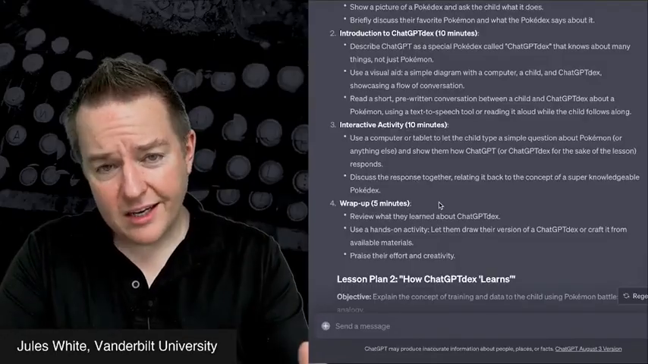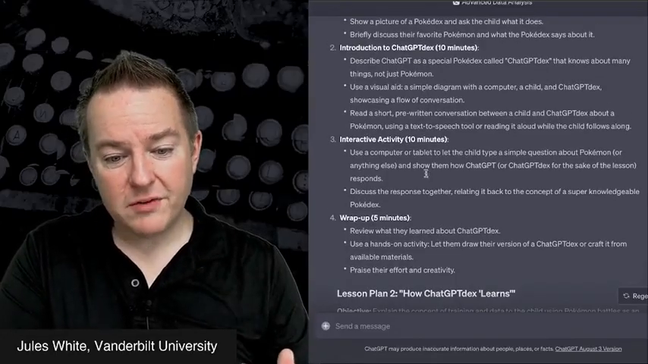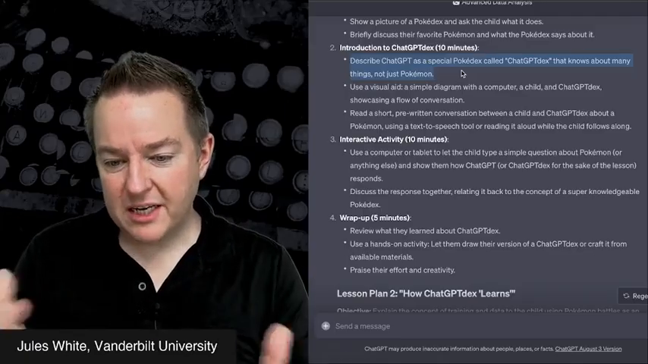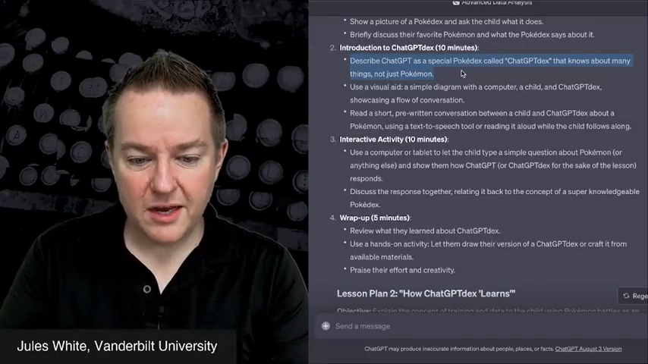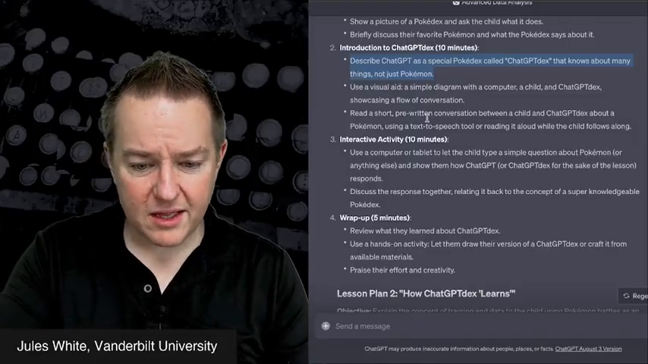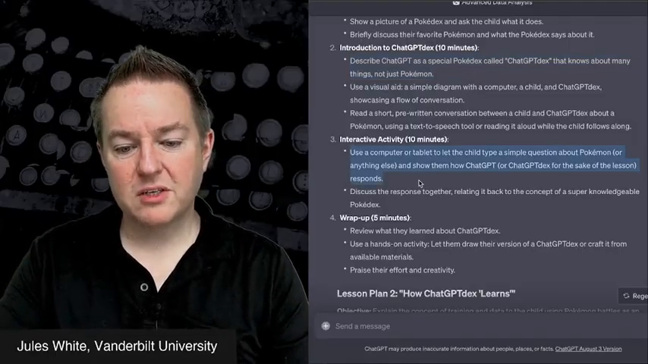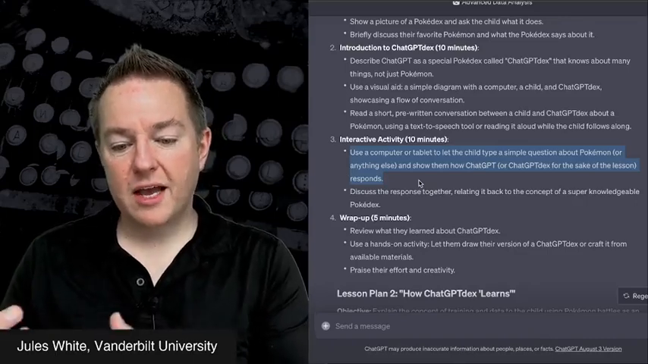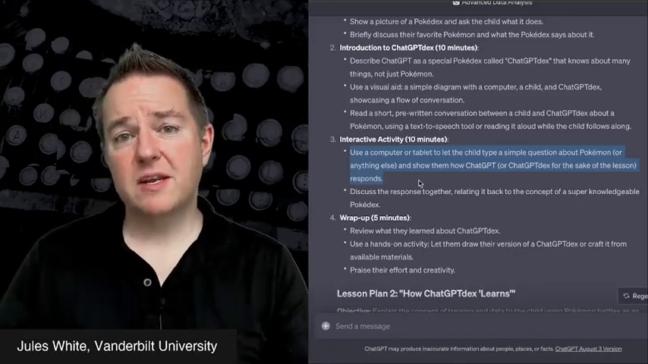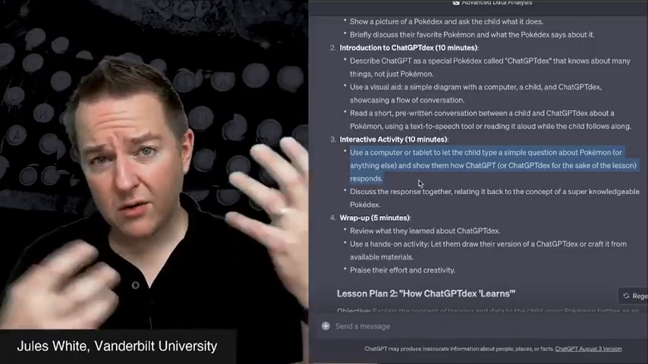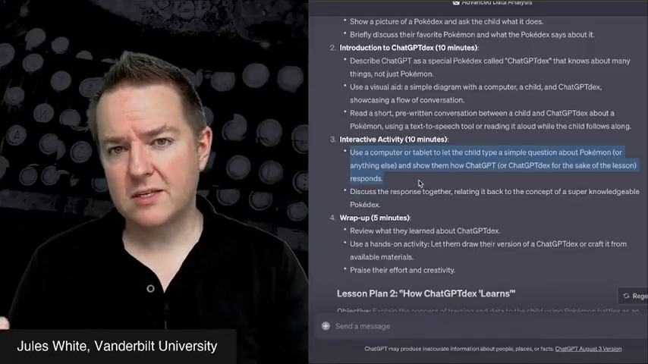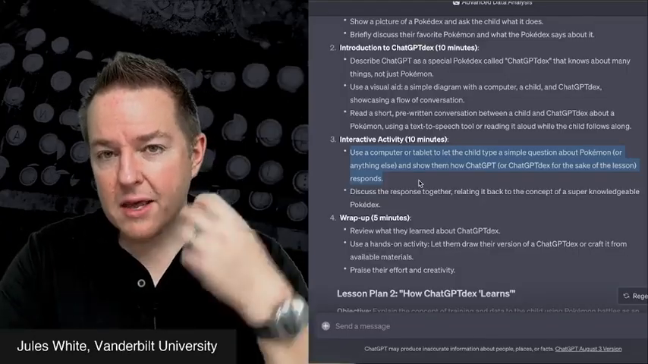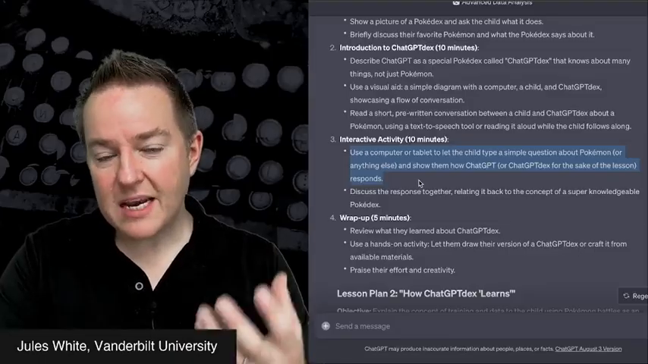Now I could look at this and I might not like all of it. For example, it says, describe ChatGPT as a special Pokedex called ChatGPT Dex that knows many things, not just Pokemon. Do I like that? Okay, I think maybe I like that. But then it says use a computer or tablet to let the child type in a simple question about Pokemon and show them how ChatGPT, well, maybe I don't want them to type it in. Maybe I want to type it in interactively. And I can start thinking about what's going to work and what's not, and interact with it to reshape and reform this lesson plan. But it's giving me a starting point to begin innovating and structuring.